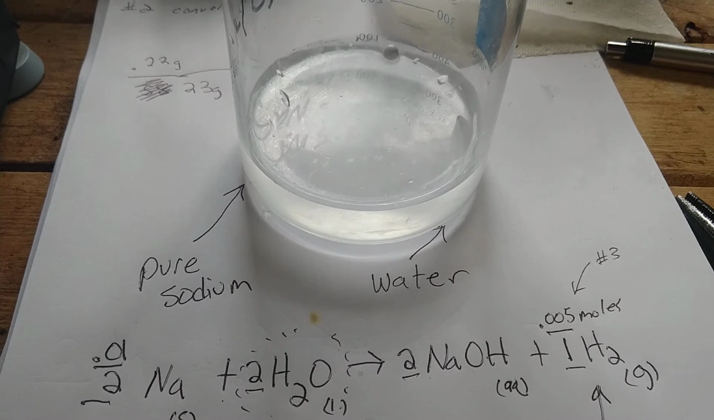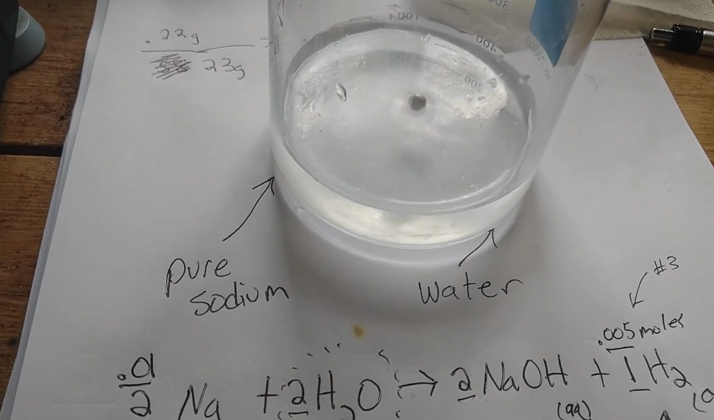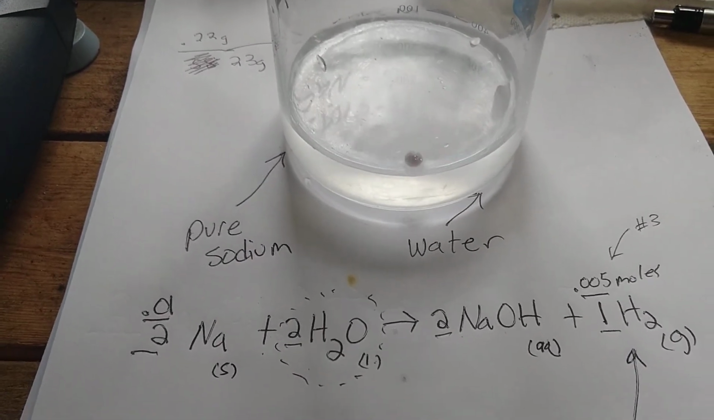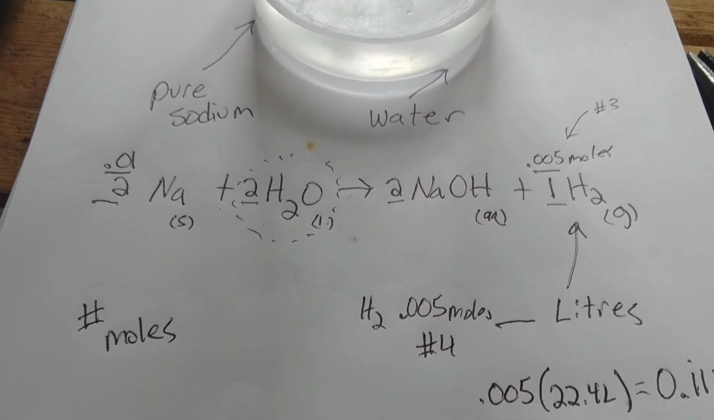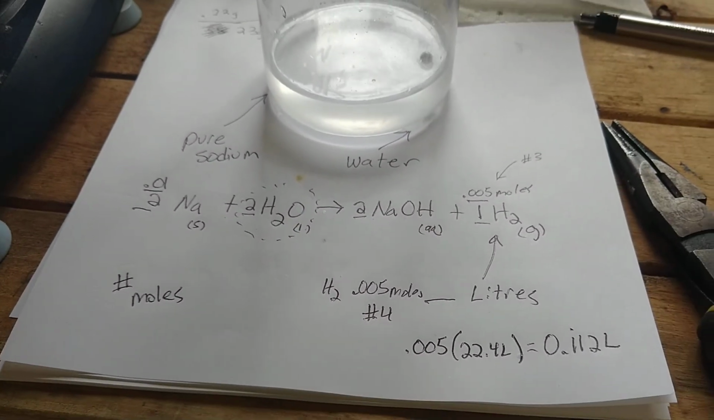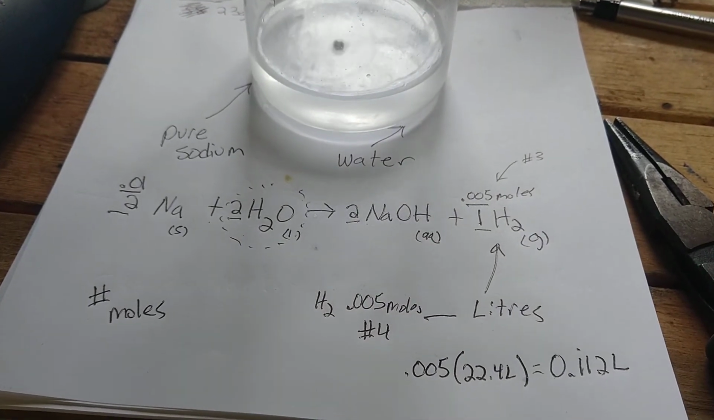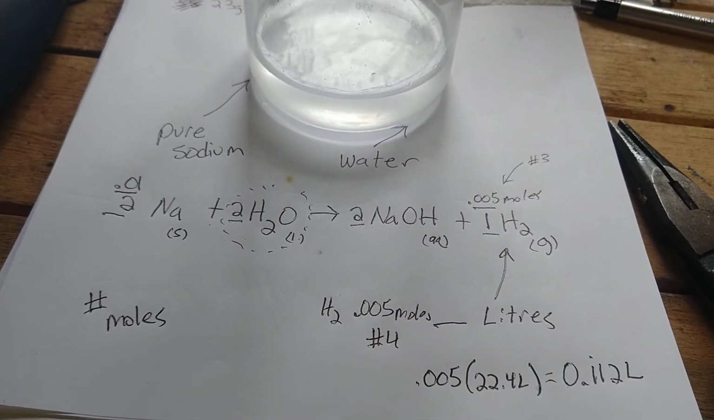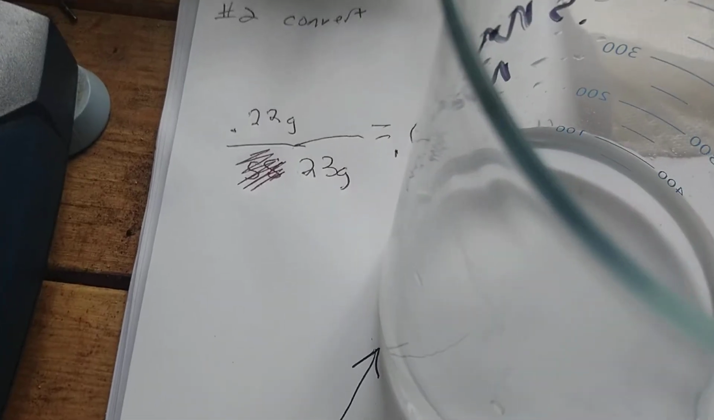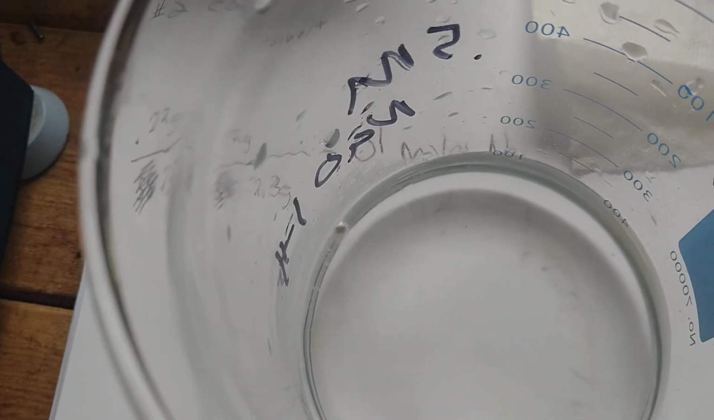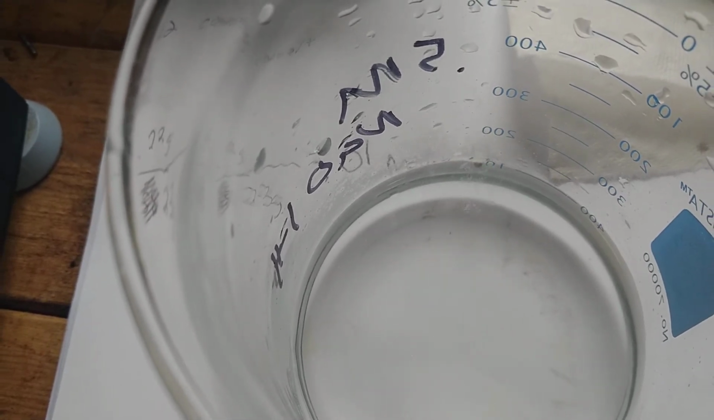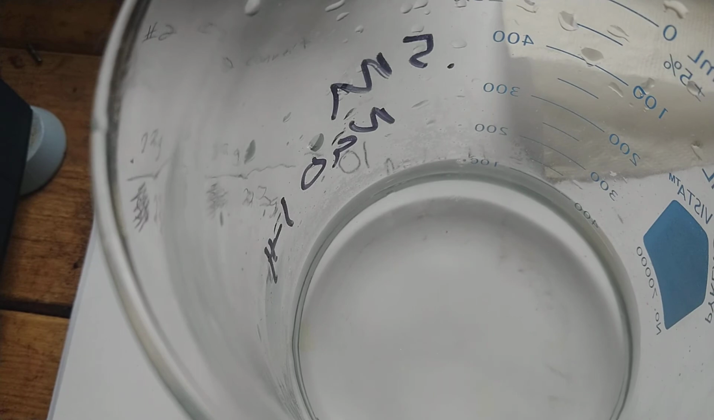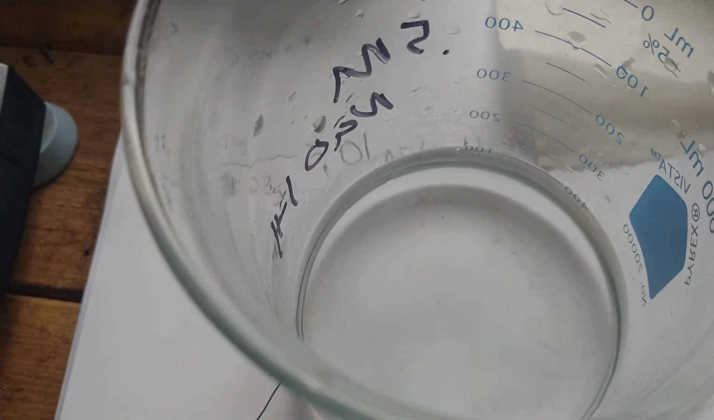And if we let this keep going on and on and on, and I'm getting the smell of hydrogen gas in here, I'm going to be producing 0.112 liters of hydrogen gas. We got a little flame there. I like that. All right.